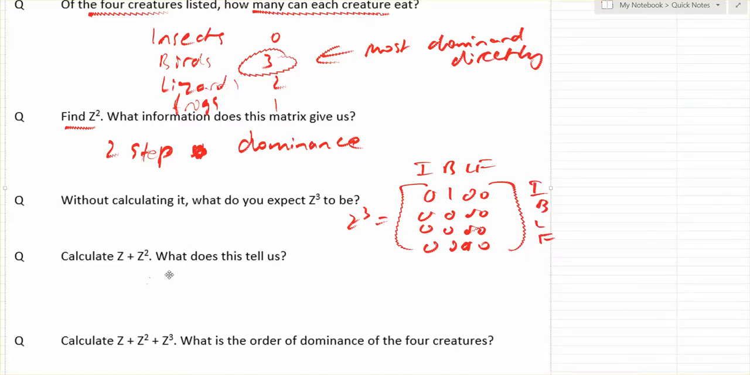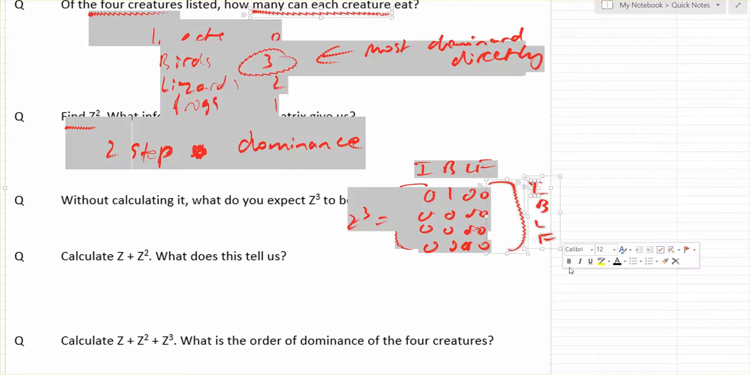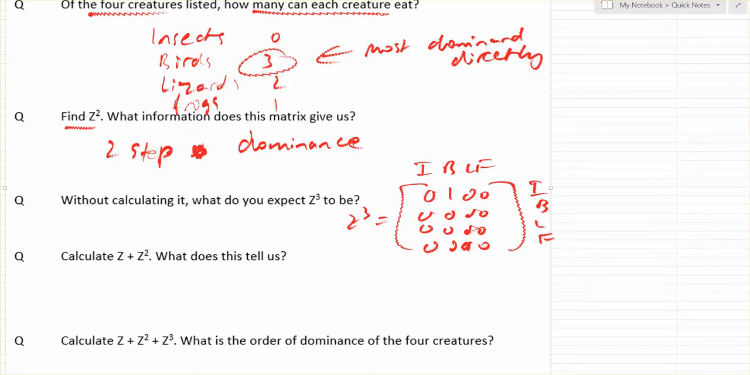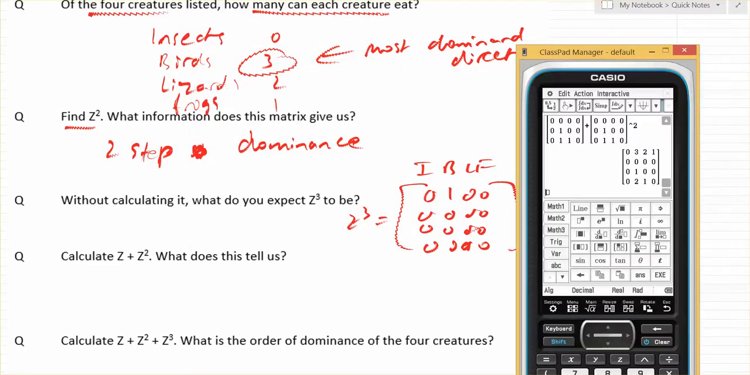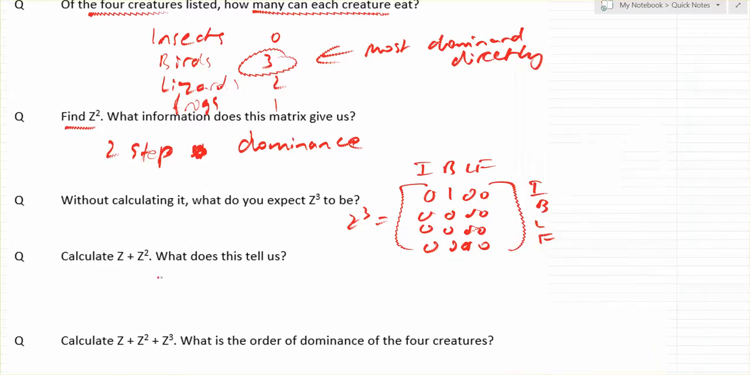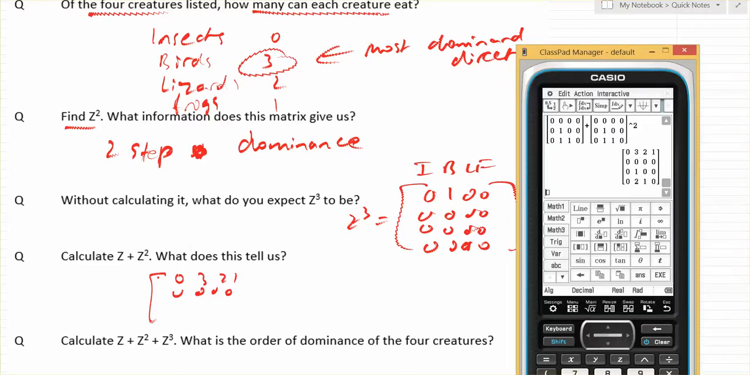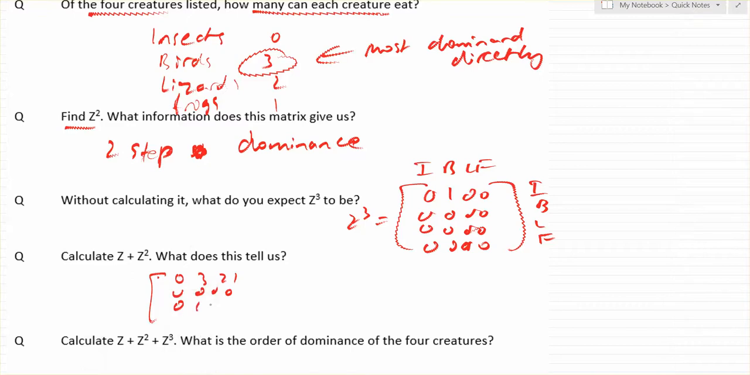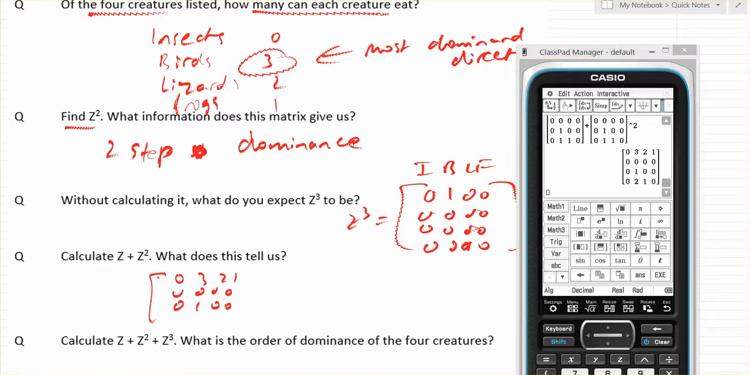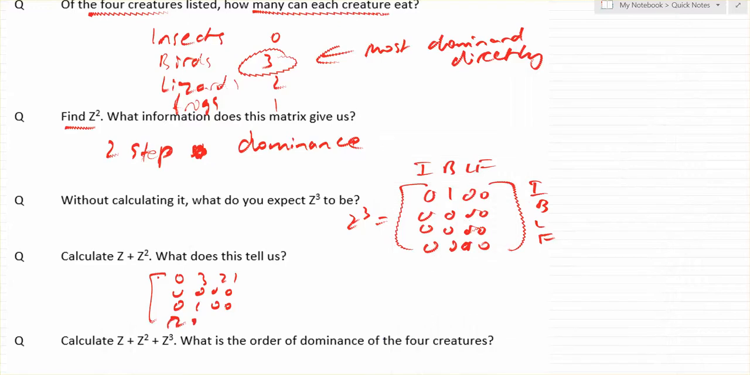I'm going to copy what it says. So 0, 3, 2, 1, 0, 0, 0, 0. And we've got 1, 0, 1, 0, 1, 0, 0. And then we've got 0, 2, 1, 0, 0, 2, 0, 2, 1, 0.